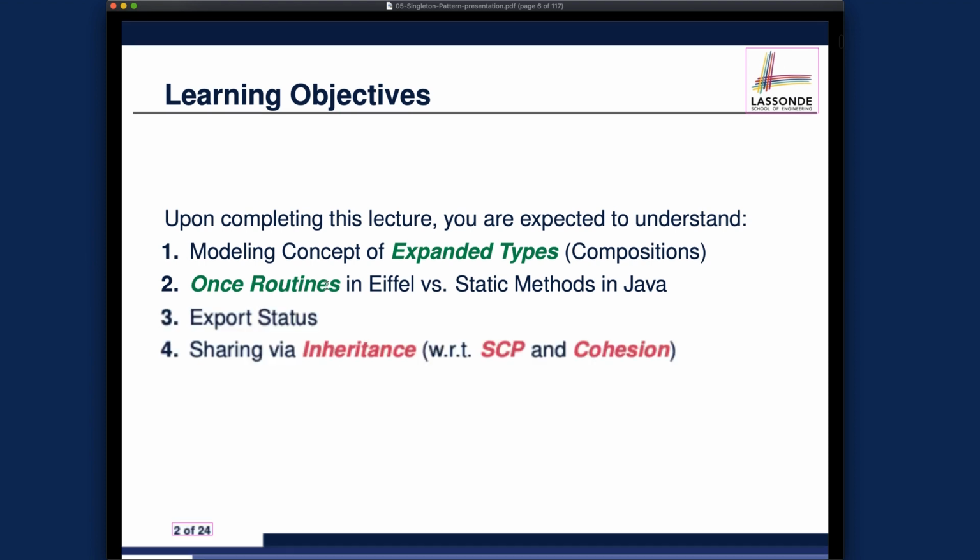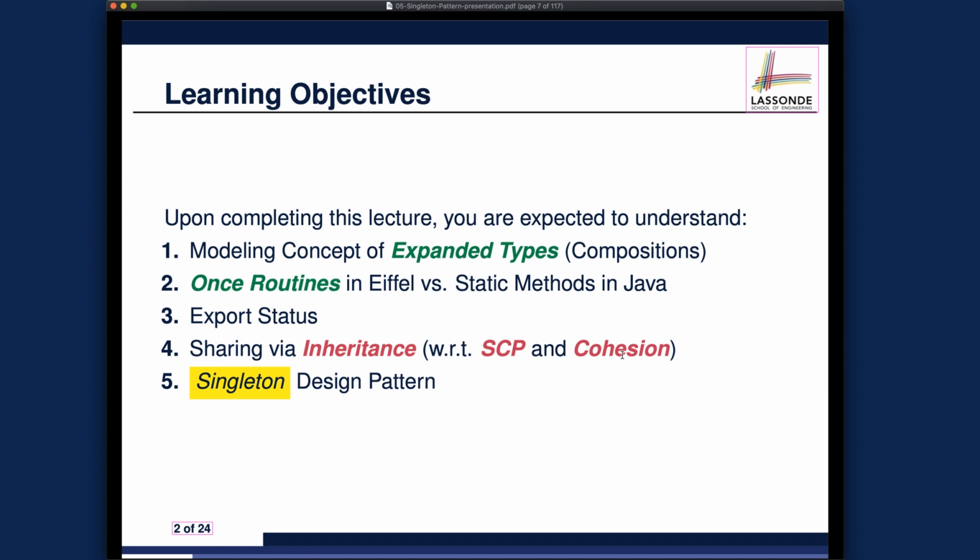We'll also get there. Number 4 is about, as a first attempt at the singleton design pattern problem, we'll try to use simply inheritance, by inheriting all the shared data to the child instances. And we will try to criticize whether it's a really good design solution or not. Especially, we're going to talk about the single choice principle you learned from the previous lecture and also the cohesion principle. Then finally, we'll present the singleton design pattern in Eiffel, which is going to use the once routines and also use the export status carefully in a way that can achieve the design goal. That's something we'll see.